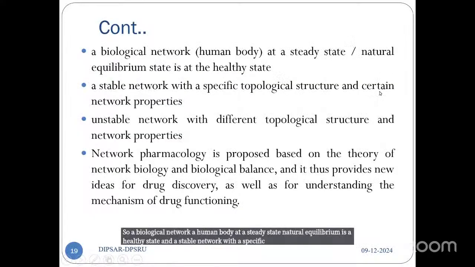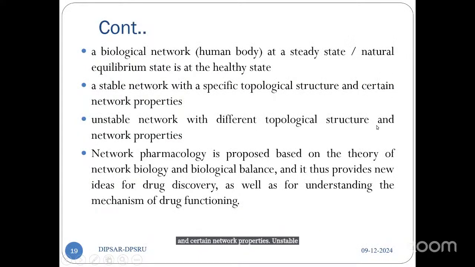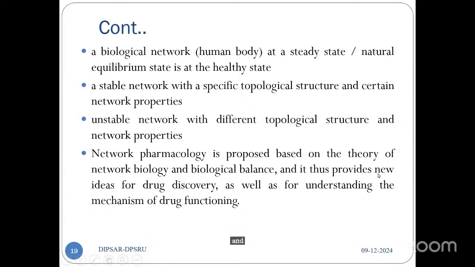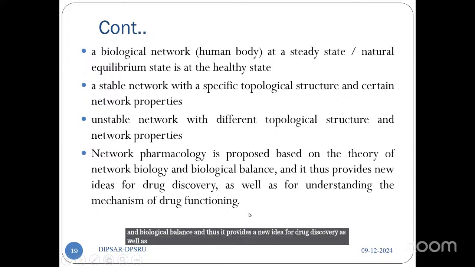Topological structures and certain network properties. Unstable network with different topological structure and network properties. So network pharmacology is proposed based on the theory of network biology and biological balance, and thus it provides a new idea for drug discovery as well as understanding the mechanism of drug functioning.